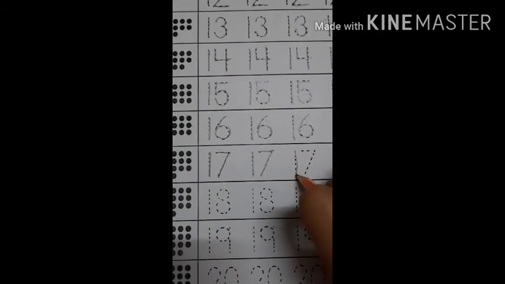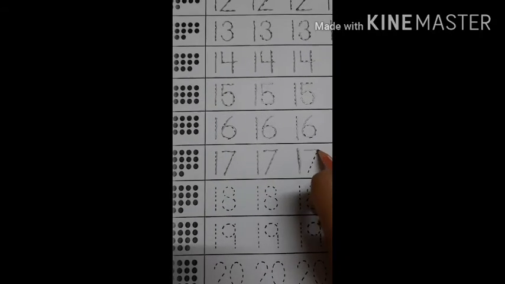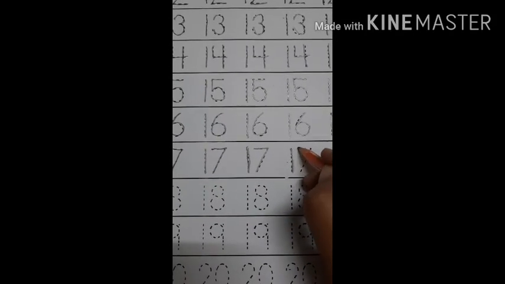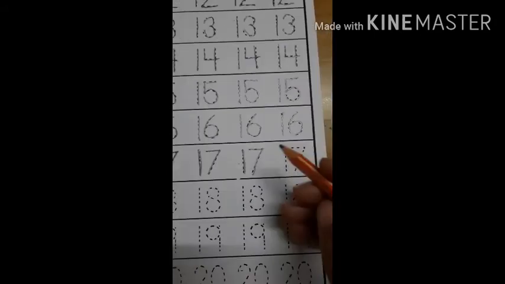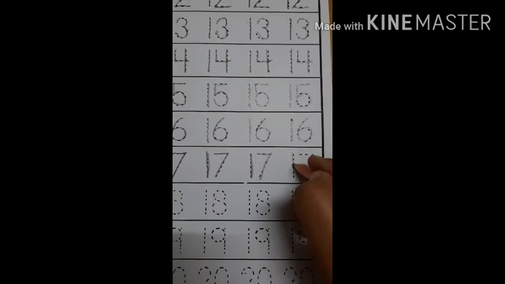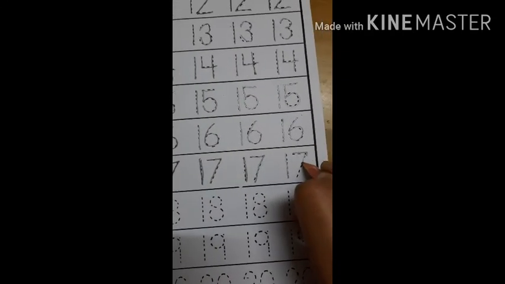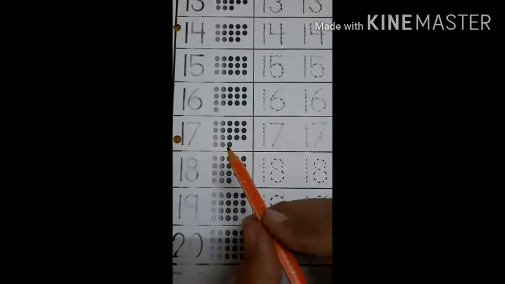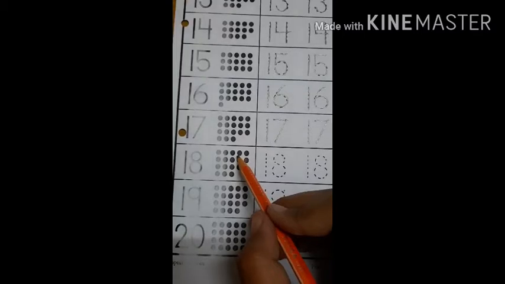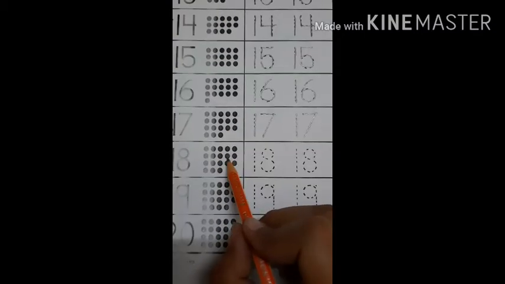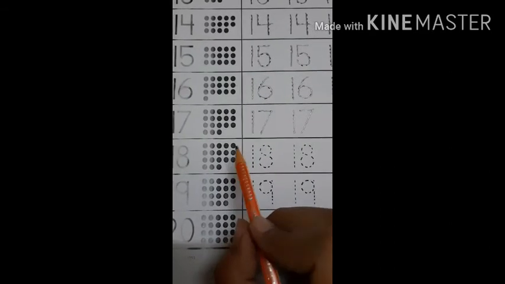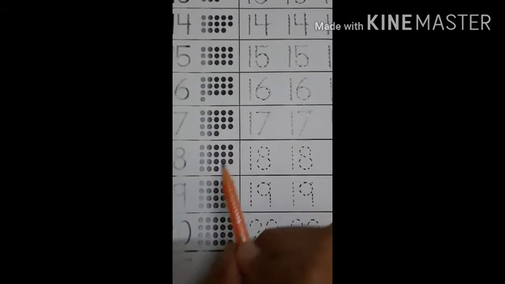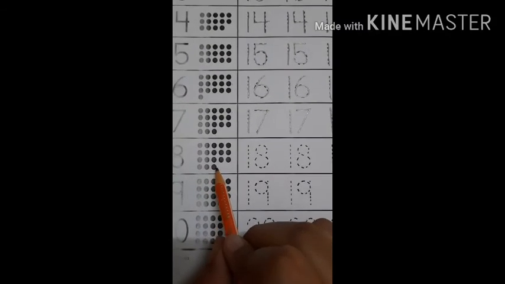Number 17. Now first, count the dots. 1, 2, 3, 4, 5, 6, 7, 8, 9, 10. What comes after 10? 11, 12, 13, 14, 15, 16, 17, 18.